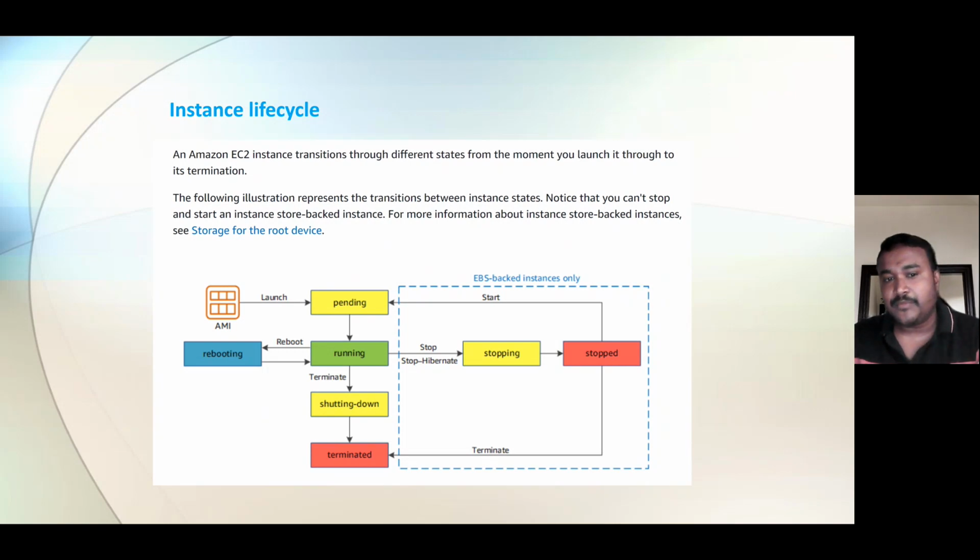So now think we have the AMI, and from the AMI we launch our instance. When we are launching our instance, first it goes to the pending state. Then from pending it goes to running. Suppose you want to terminate or shut down your system, first it goes to the shutting down mode, then it goes to terminated. This is one flow.